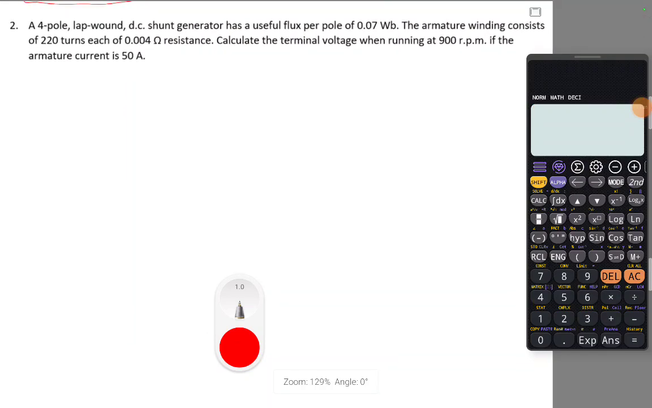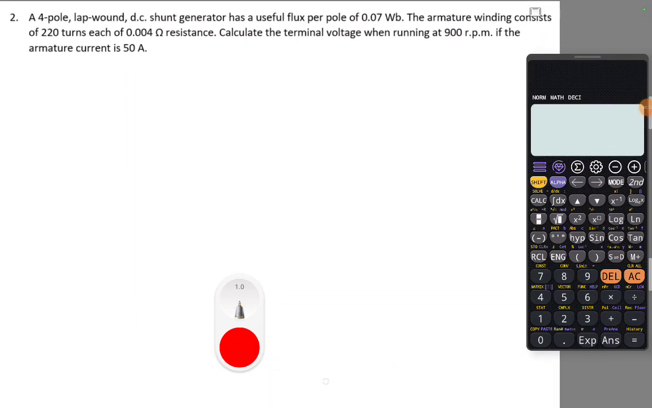Okay, so let's solve for number 2, set B. A 4-pole lap connected shunt generator has a useful flux of 0.07 Weber. The armature winding consists of 220 turns, each of 0.004 ohms resistance. Calculate the terminal voltage when running at 900 rpm and if the armature current is 50 ampere.